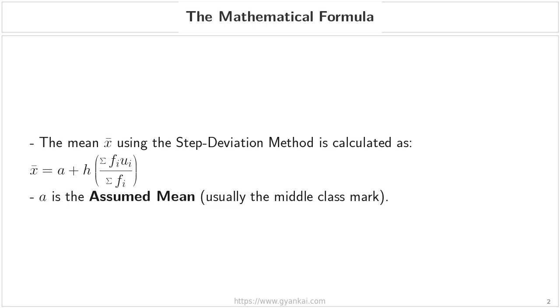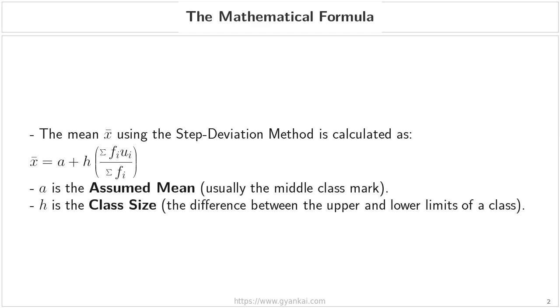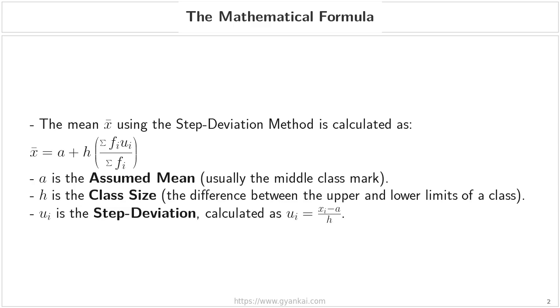It might look a bit intimidating at first, but let's break down each component so you know exactly what to plug into your table. First, a represents our assumed mean. As we mentioned earlier, this is a value you'll pick from your class marks, usually the one right in the middle. Next, h is the class size. This is simply the width of your intervals, the difference between the upper and lower limits of a class. Now this is the most important part of this specific method.